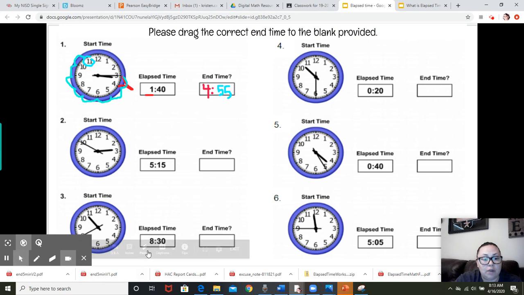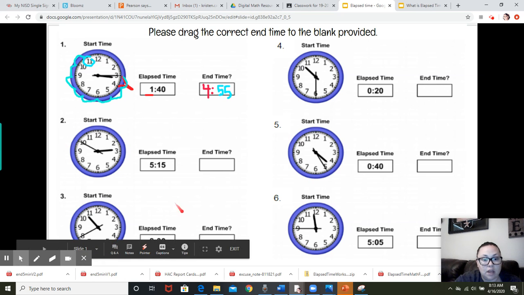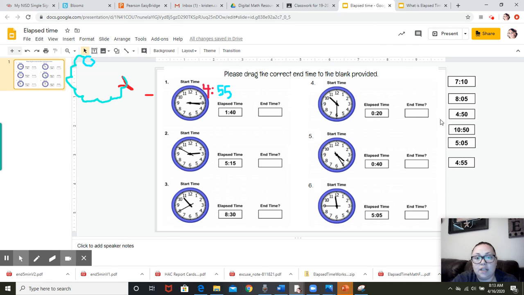What y'all are actually going to get to do is just take and drag the correct answer. And once y'all have dragged the correct answer onto this board, you're just going to turn it in. Okay, so this is y'all's assignment for today.